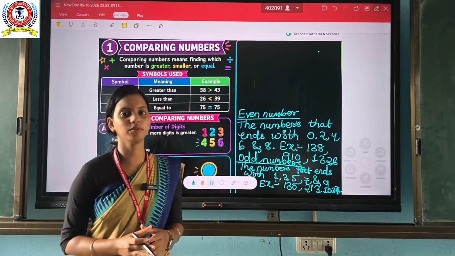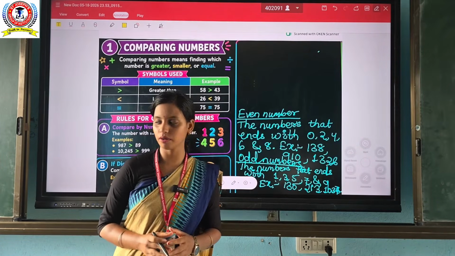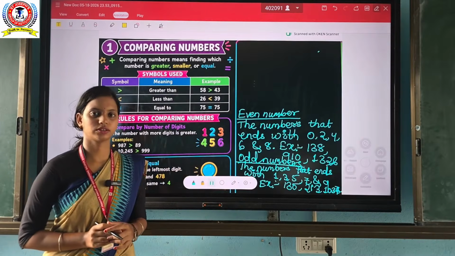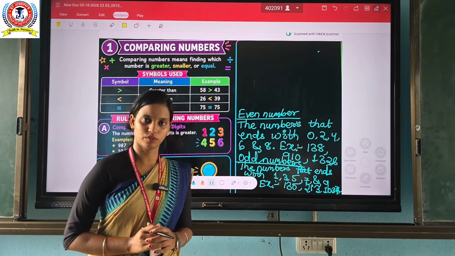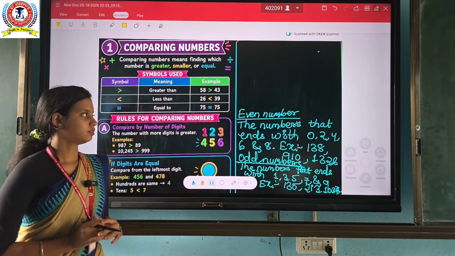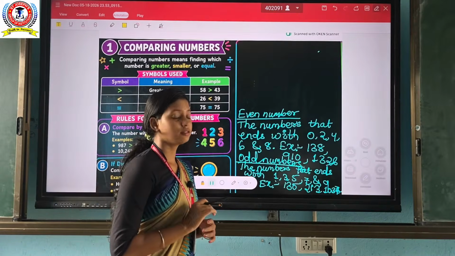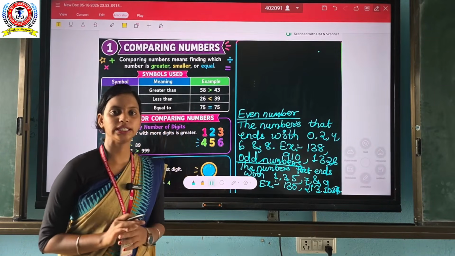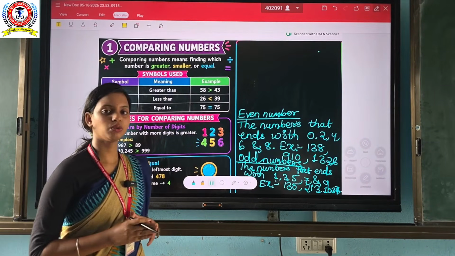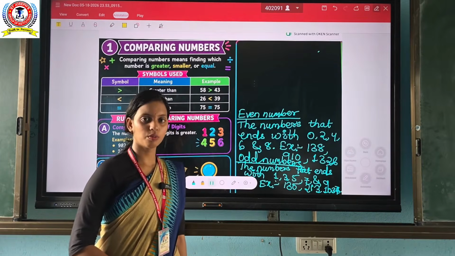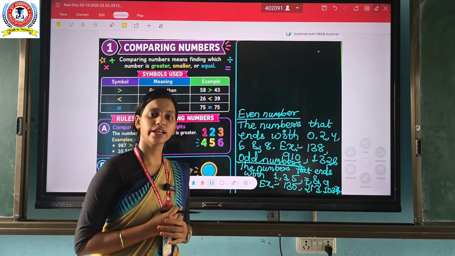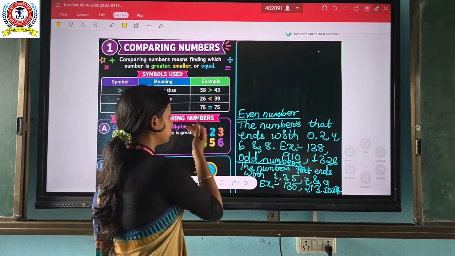Then prime numbers: the numbers which have only two factors are known as prime numbers. The next type is composite numbers: the numbers which have more than two factors are known as composite numbers. So this was the recap of the previous lecture. Okay, so let's start.